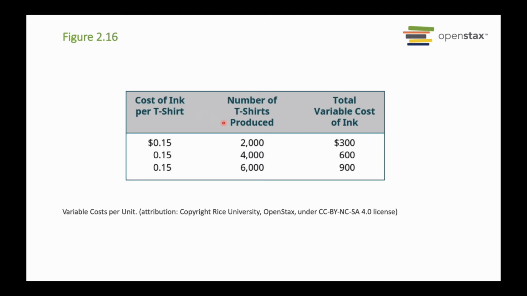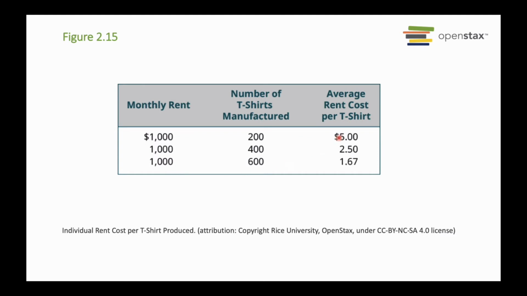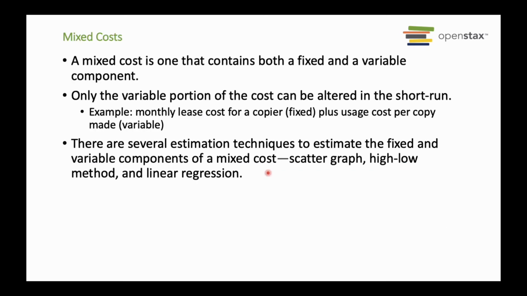The variable cost for manufacturing these t-shirts is 15 cents per unit. So if 2,000 units are produced, 2,000 times 15 cents is equal to a total variable cost of 300 Rand. The average variable cost will be the total variable cost divided by the number of units produced, equal to 15 cents per unit. So average variable cost is constant per unit, as opposed to average fixed cost per unit, which declines as the number of units produced increases.